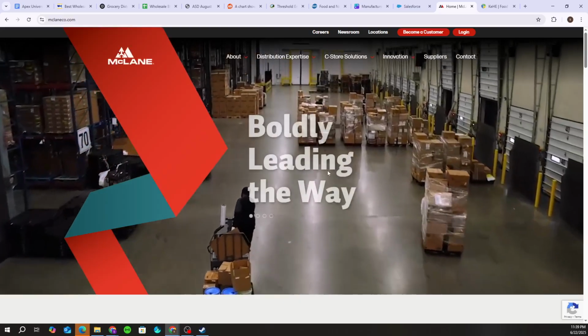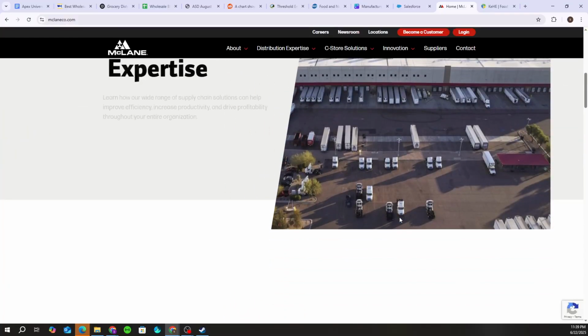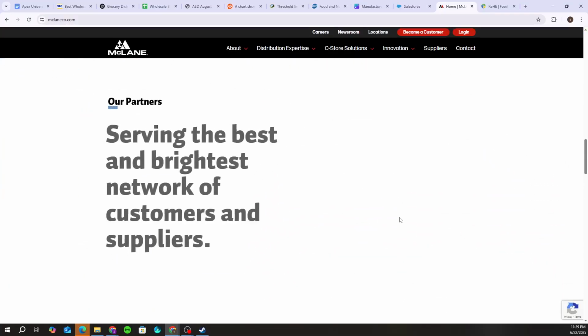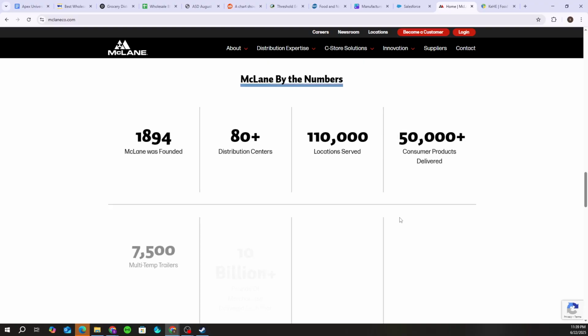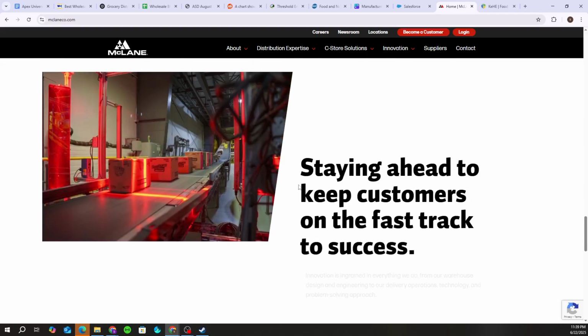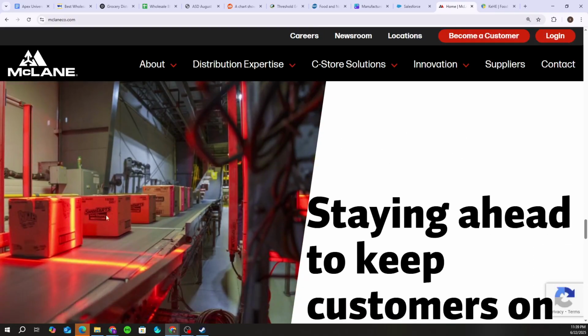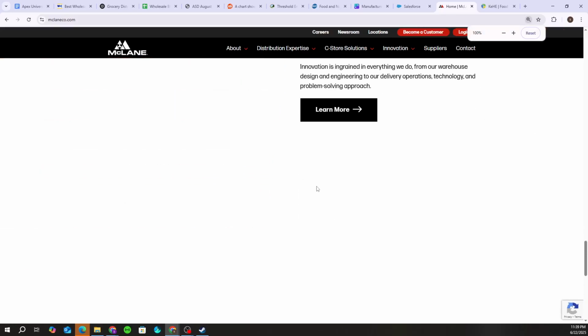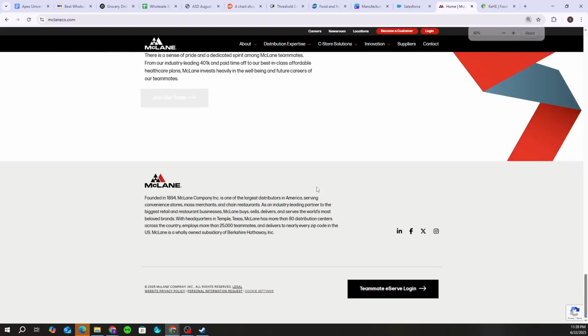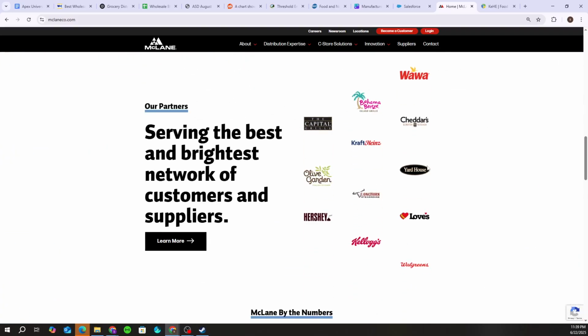Now let's look at this company. I really like them. You see, we have warehouses, we have pallets, we have products, trucks. Now let's see what kind of products they're actually selling. They have 80 distribution centers. Sweet Tarts. This is another company to add in the list. This right here is a company that fuels your business. See, here's some of the brands they have.